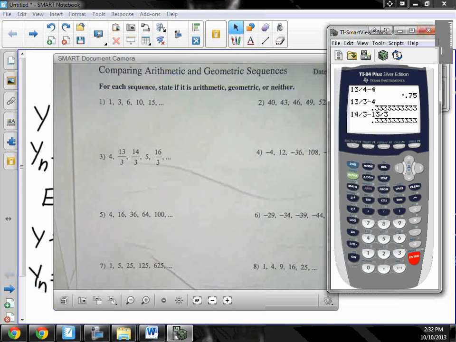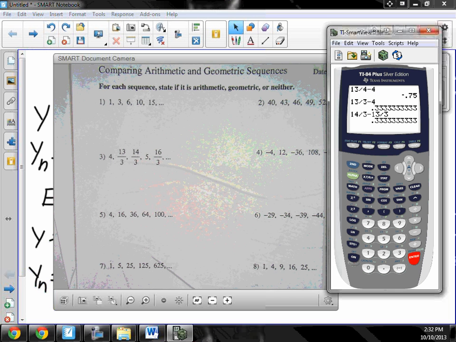Number 4. How do I know number 4 is not arithmetic without doing any math at all? Negative, positive, negative, positive. Arithmetic cannot do that. So is it geometric? What's the common ratio? Times a third, times a third, or times -3, times -3, times -3. Number 5?